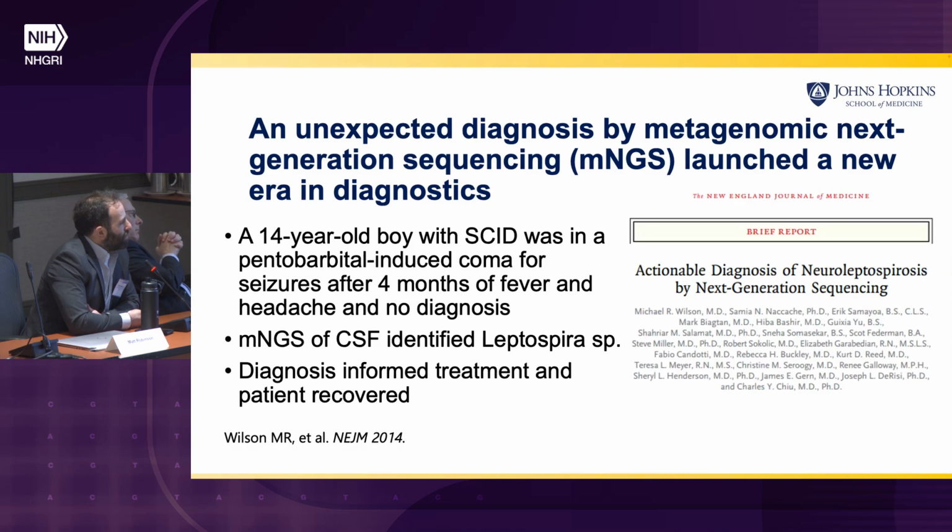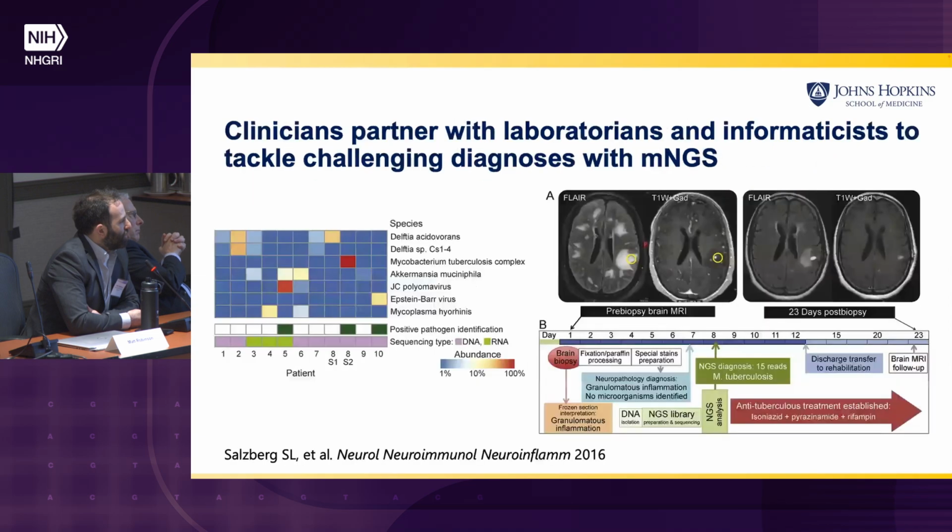Soon after this, we were interested at Hopkins, could we also apply this to diagnostic challenges? So this is a patient that I saw while I was in my fellowship, a patient with encephalitis who underwent brain biopsy showing granulomatous inflammation, but still no diagnosis. And so they performed next-generation sequencing and identified 15 reads of Mycobacterium tuberculosis, started anti-tuberculosis treatment, and the patient recovered, and you can see their brain MRI improved on that therapy.